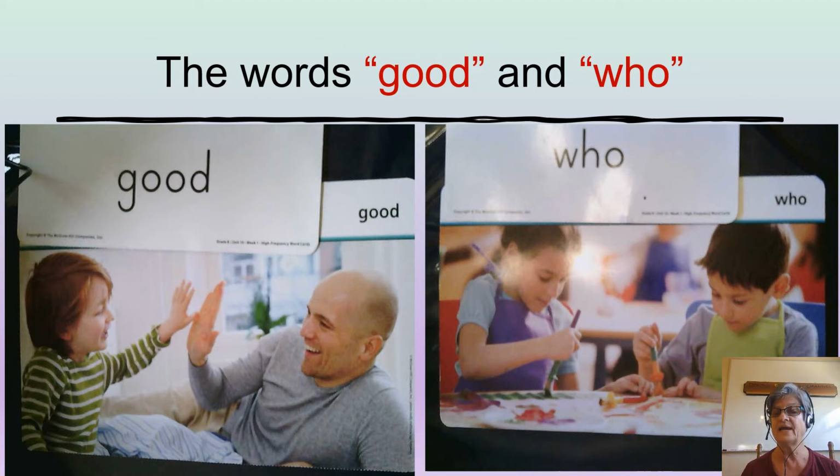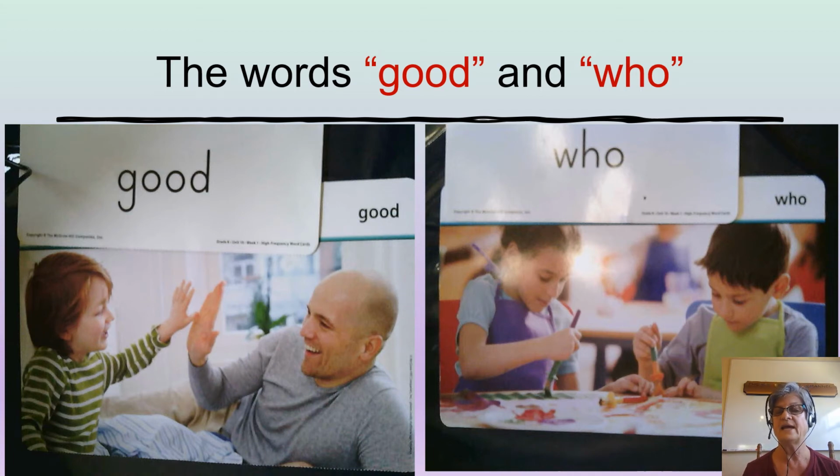W-H-O, who. And look underneath and you see a picture of a boy and a girl who are painting. And I use the word who in my sentence. Now look above them and you see the small word who. We're going to again say the name of each letter and say the word, but we're only going to do it one time. Are you ready? Let's begin.